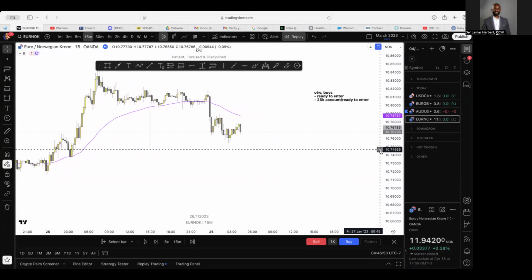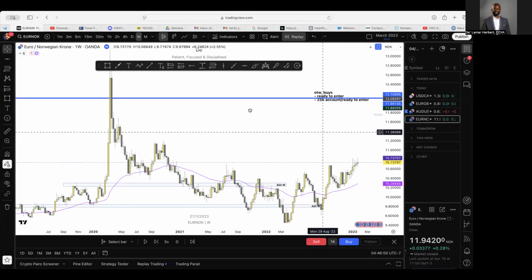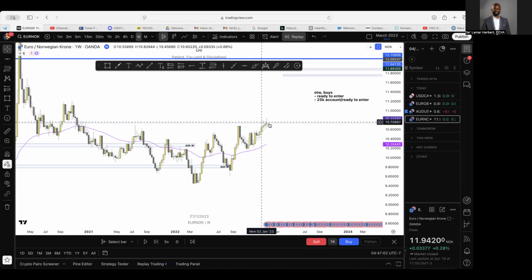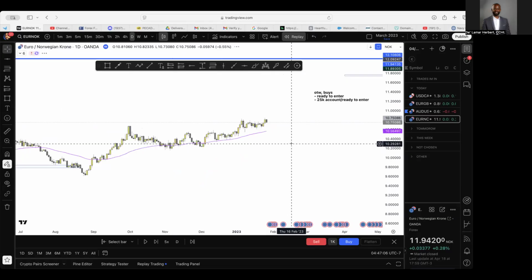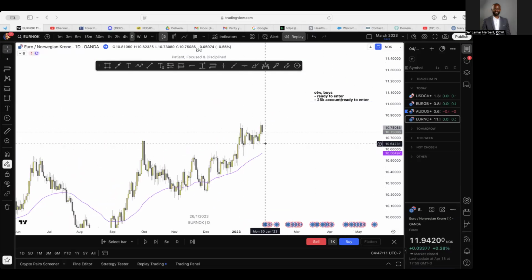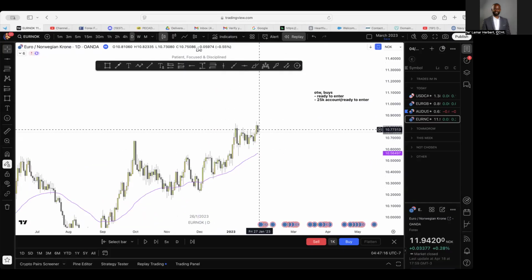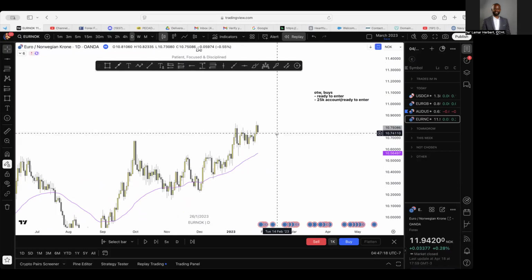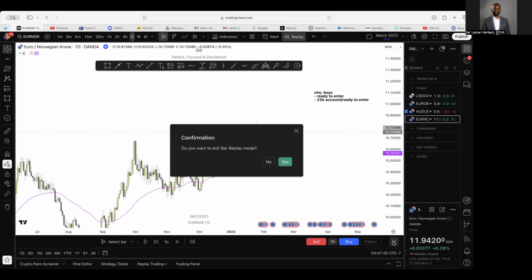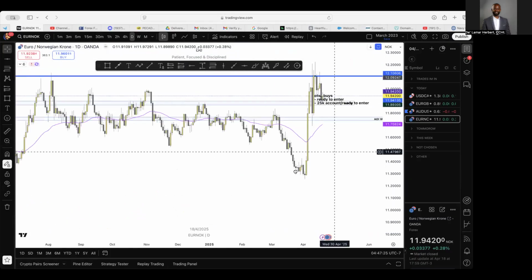So starting with Euro NOK, right now, this is actually a buy trade. As you can see, we shift the structure here. We're currently at the higher high, and we also see a daily shift here. So we have this area of interest right here. Oh, actually, hold on. I was wondering what was going on. Exit replay mode. Here we go.